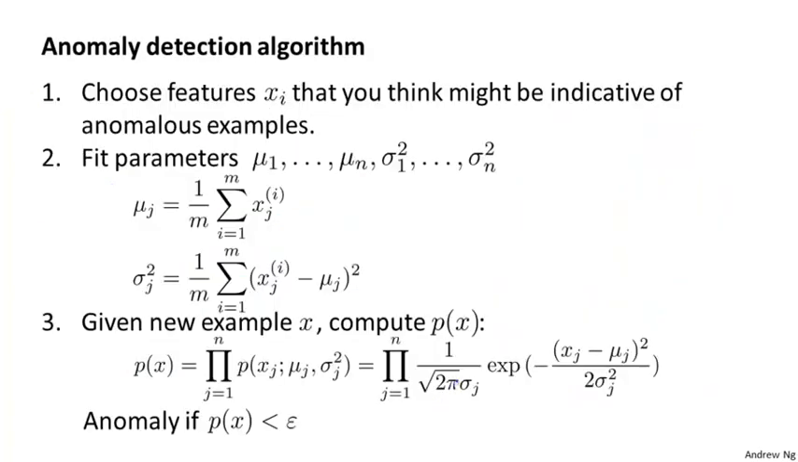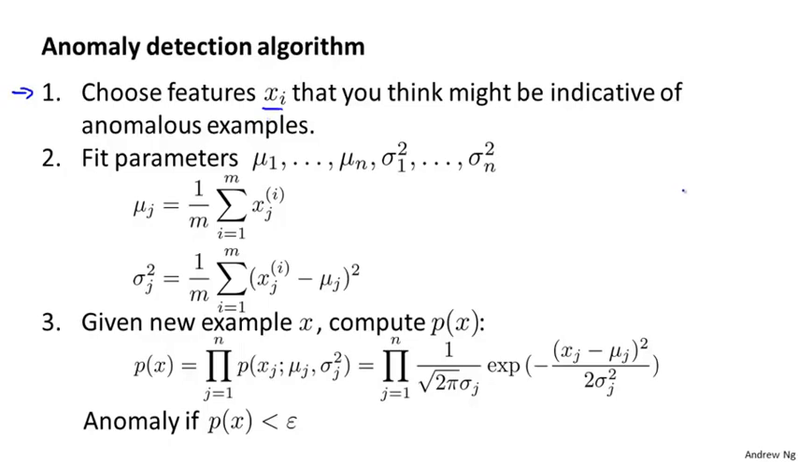So putting everything together, here's our anomaly detection algorithm. The first step is to choose features xi that we think might be indicative of anomalous examples. What I mean by that is, try to come up with features so that when there's an unusual user in your system that may be doing fraudulent things, or, for the aircraft engine example, when there's something strange about one of the aircraft engines, choose features xi that you think might take on unusually large values or unusually small values for what an anomalous example might look like.